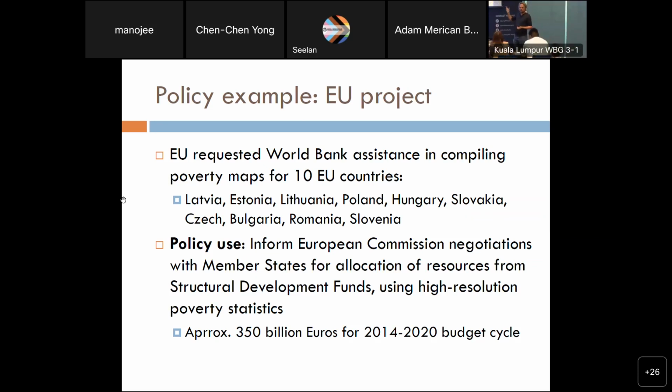But to achieve that, they would need to know where the lagging areas in Europe are to begin with, right? They had this huge pot of money available for targeted resources. What they didn't know is where the lagging areas were located in Europe. And so they reached out to the World Bank at the time to help them build those poverty maps for these 10 European countries.